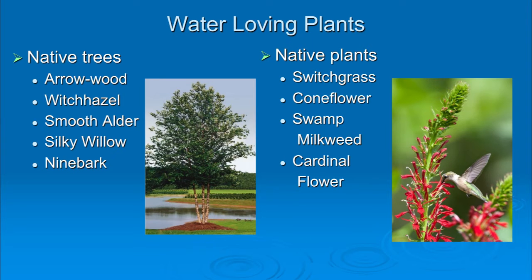Some examples of local or native water-loving plants. For trees and shrubs, I have arrowwood, witch hazel, smooth alder, silky willow, and ninebark. And then for grasses and plants, I have switchgrass, coneflower, swamp milkweed, and cardinal flower. But there's a whole list that we'll get to at the end of the presentation.